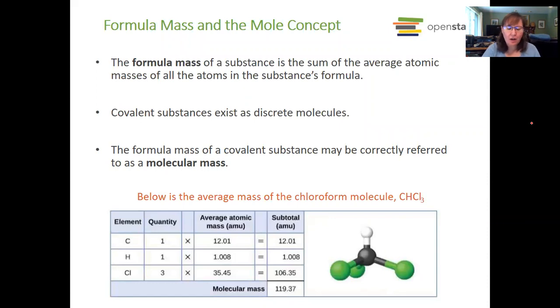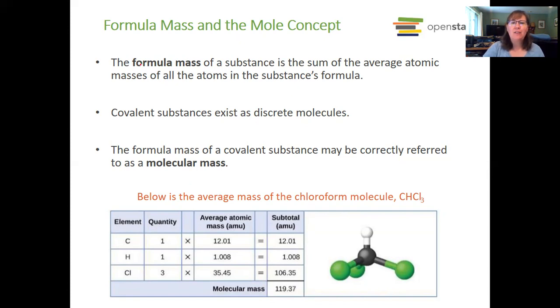All right, so first of all, formula mass and the mole. The formula mass of a substance is the sum of the average atomic masses of all of the atoms in the substance's formula. You might also see this referred to as a molecular mass, and we'll get to the difference of that in a bit.